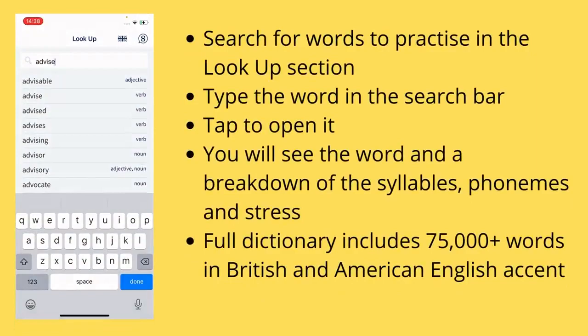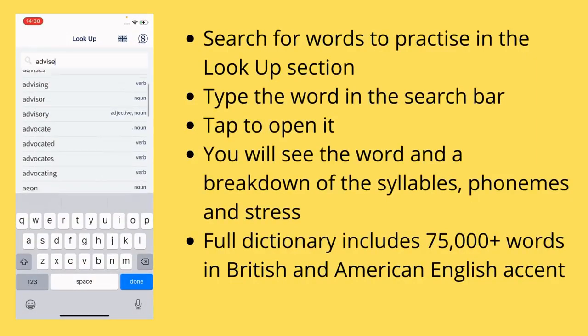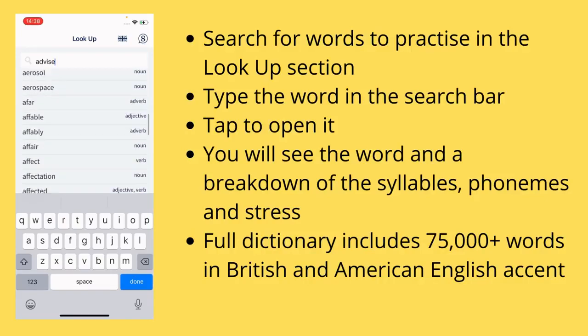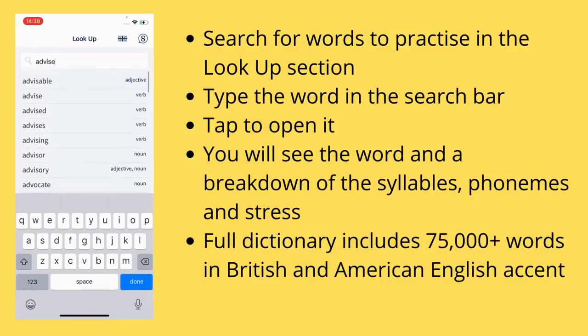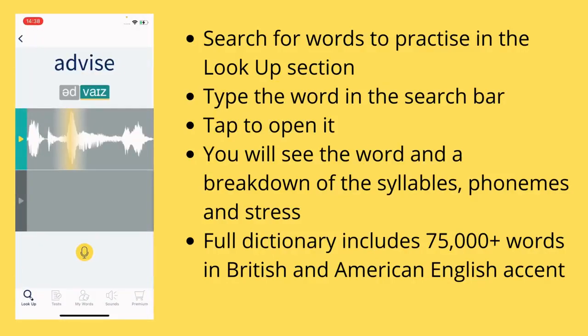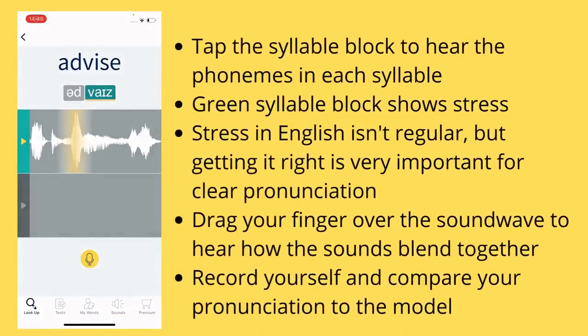The app opens into the lookup screen, which is where you can search for words to practice. Type a word into the search bar and then tap it to open. Advise. When you practice a word, you'll see the spelling at the top of the screen and then the International Phonetic Alphabet spelling arranged into syllable blocks directly underneath. So this word, advise, has 2 syllables, and we can see from the green colour on the second block that it's the second syllable that's stressed.